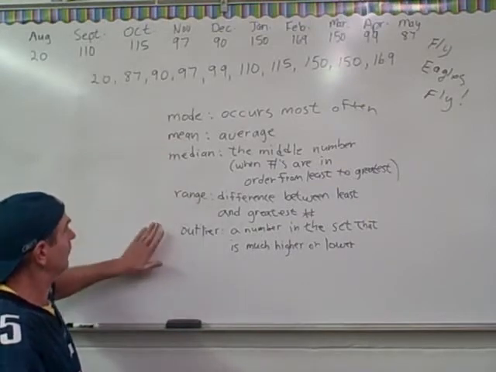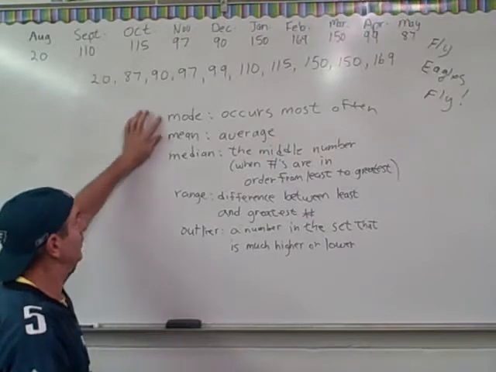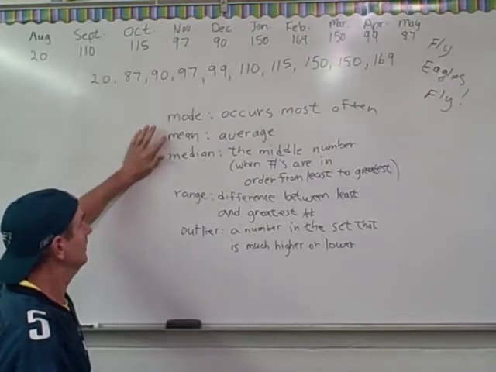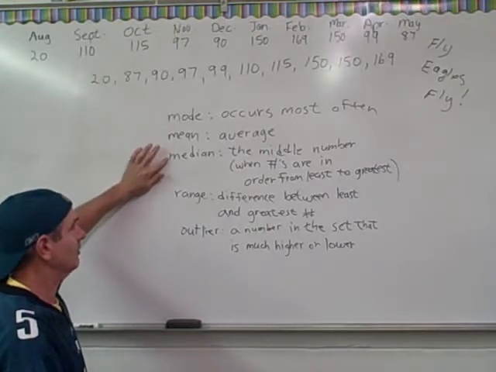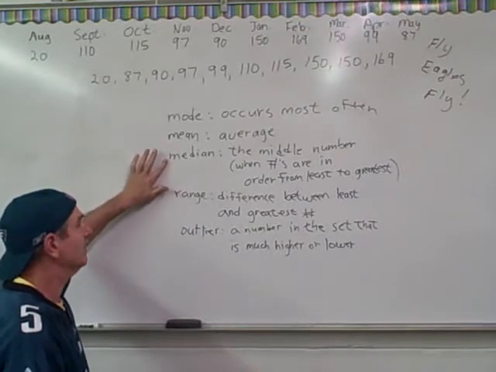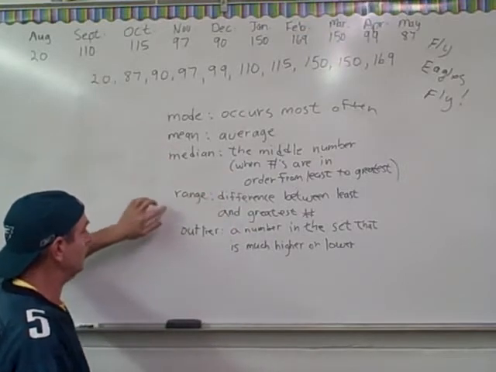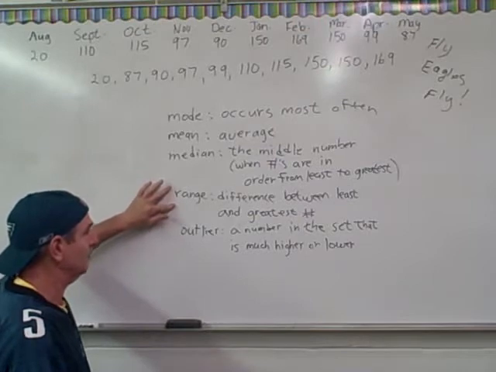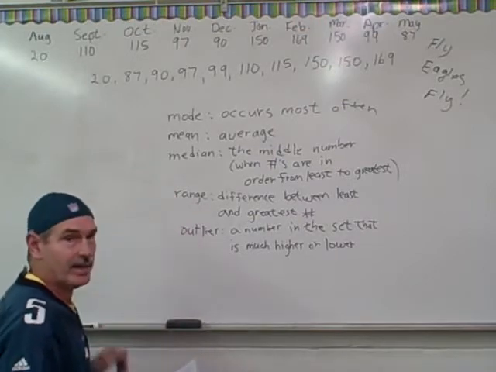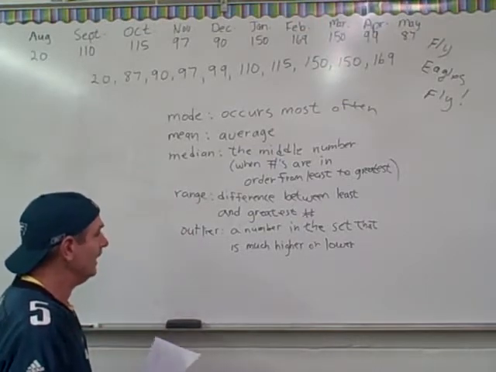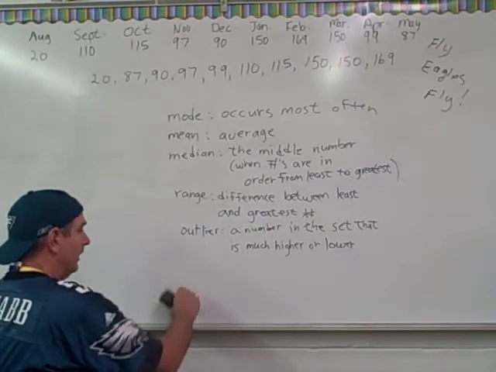Here are the definitions. We have a set of numbers. The mode is the number that occurs the most often. The mean is the average. The median is the middle number, when the numbers are placed in order from least to greatest. The range is the difference between the least and the greatest number. And an outlier is a number in the set that's much higher or lower than all the other numbers.